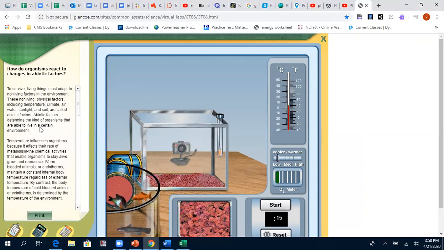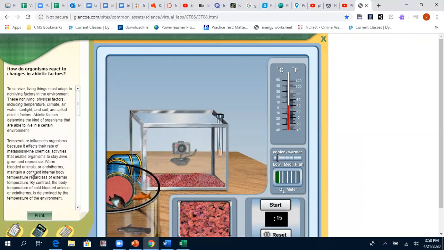So that's what I was telling you earlier too, that what the abiotic factors are will determine how the organisms are going to be in a particular area. Temperature influences organisms because it affects the rate of metabolism. So why is temperature so important? Because the rate of metabolism changes based on the temperature, and based on that the chemical reactions or chemical activities happen in our body for us to stay, grow, and reproduce.